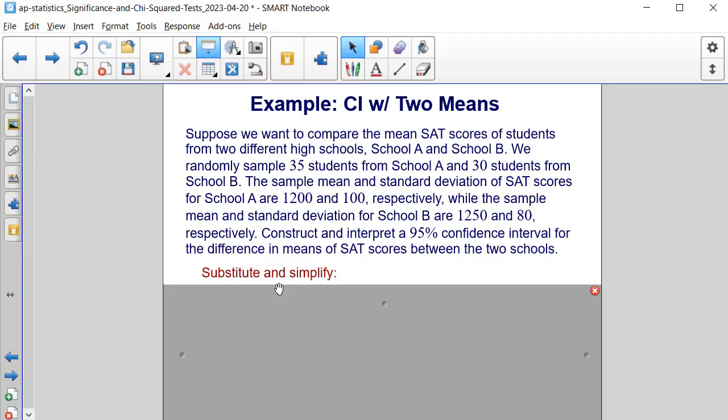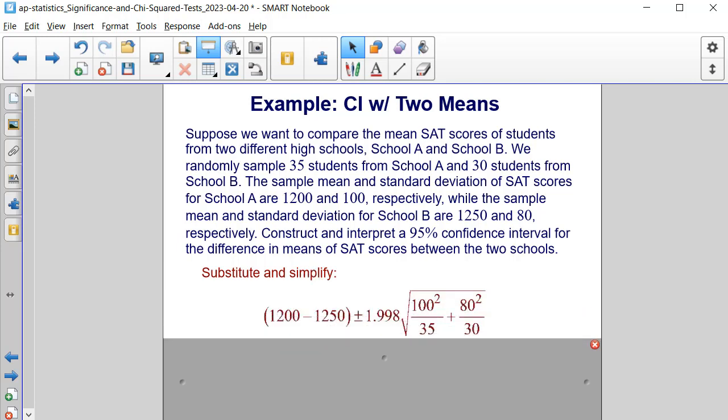And now that we've identified those key values, let's substitute them into our equation and simplify. So we have 1,200 minus 1,250 in parentheses, plus or minus our t star value of 1.998 times the square root of 100 squared over 35 plus 80 squared over 30.